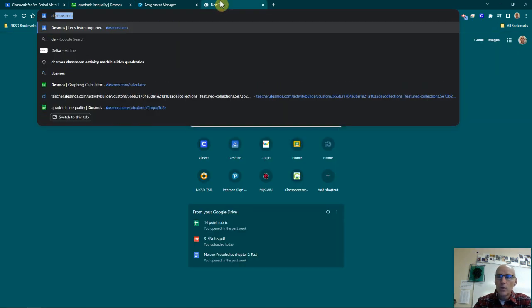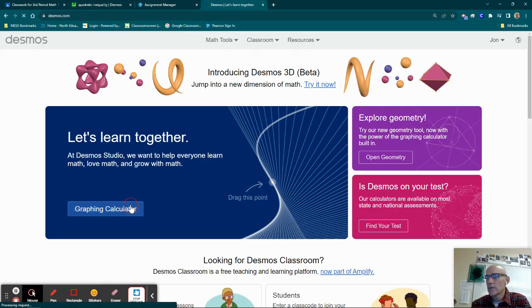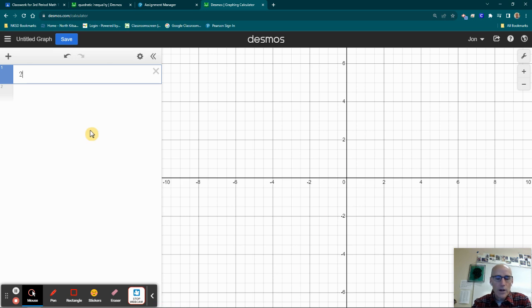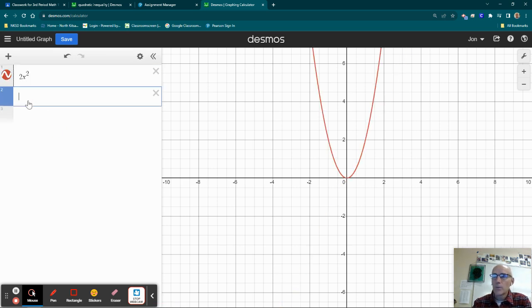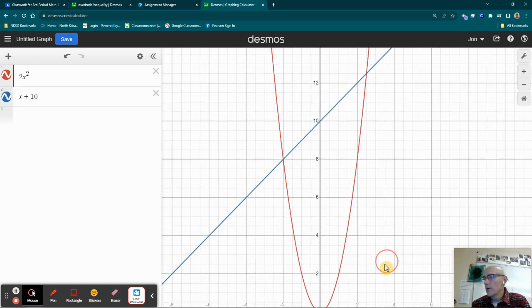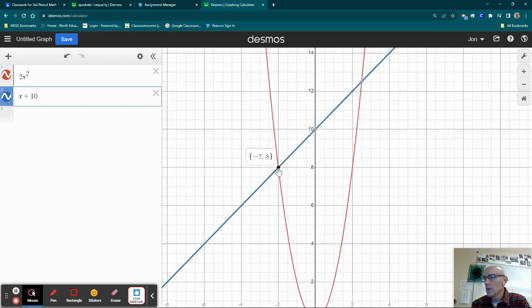I want to keep this Desmos kind of clean here. So I'm going to go 2x squared, right? 2x squared. And then on the next line, I'm going to do x plus 10. And I got to pull my graph down a little bit here so I can see it. Here's our negative 2 x value. We don't care about the y value so much. Yeah, their y values are both 8 there. But our question was, when is the parabola below the line? So the parabola is below the line between x value of negative 2 and an x value of 2.5.